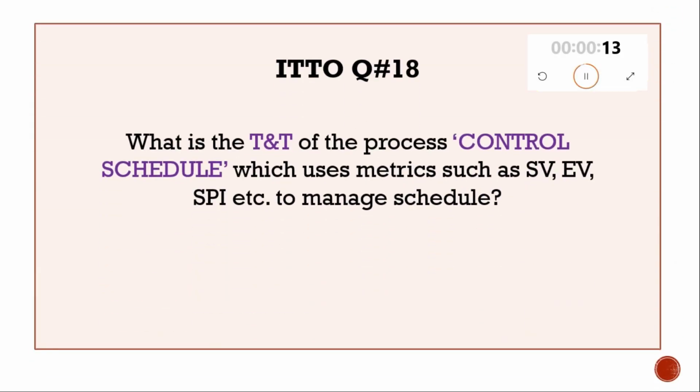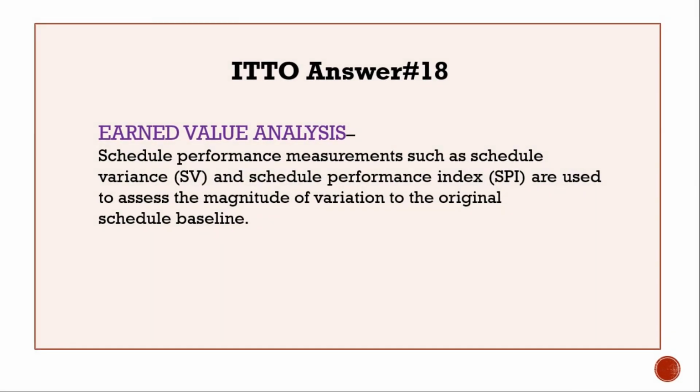ITTO question number 18. What is the tools and techniques of the process control schedule which uses metrics such as schedule variance, earned value, schedule performance index, etc. to manage the schedule? ITTO answer 18. Earned value analysis.